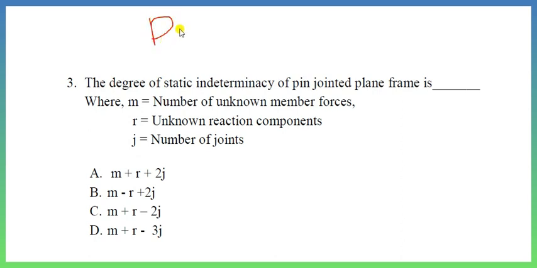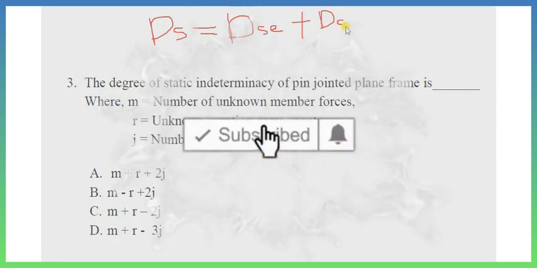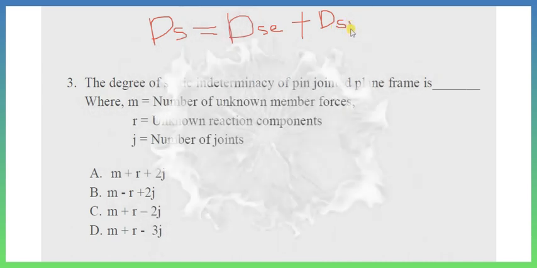So D suffix S is equal to, we have to calculate the degree of static indeterminacy of the pin jointed plane frame. So again we have to take the sum of the degree of external indeterminacy plus the degree of internal indeterminacy.